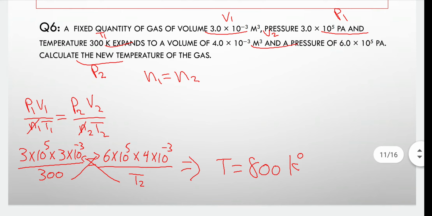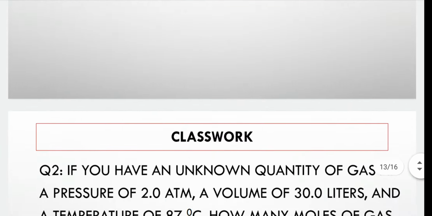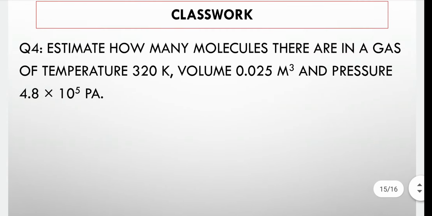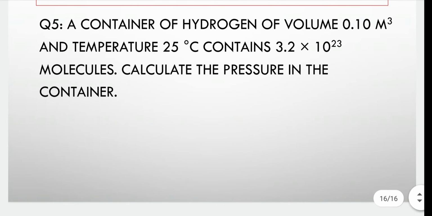And here we can find the relation P1 V1 over n1 T1 equals P2 V2 over n2 T2. So you multiply the numbers together, and then at the end you can get the final temperature, which gives you 800 Kelvin. Go for questions 1, 2, 3, 4, and submit your answer if you don't mind, please, and also 5. Thank you.